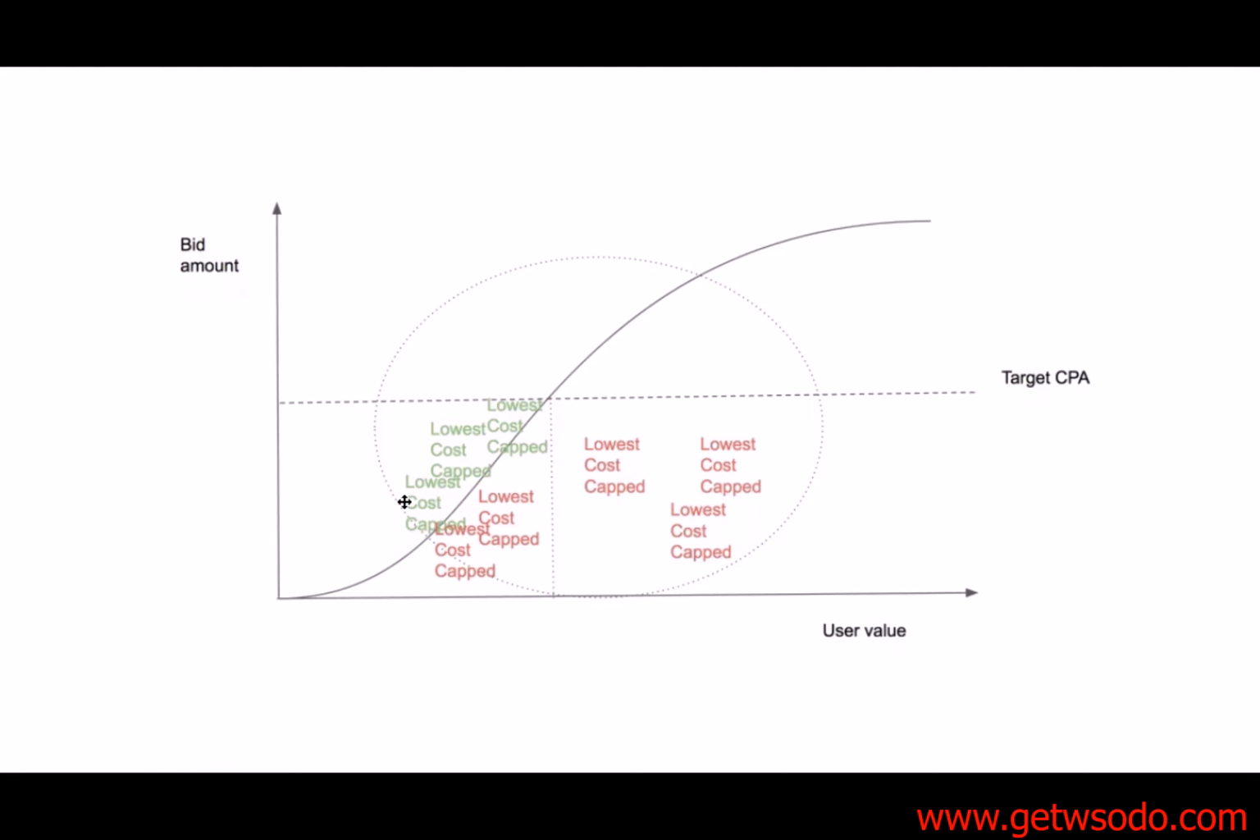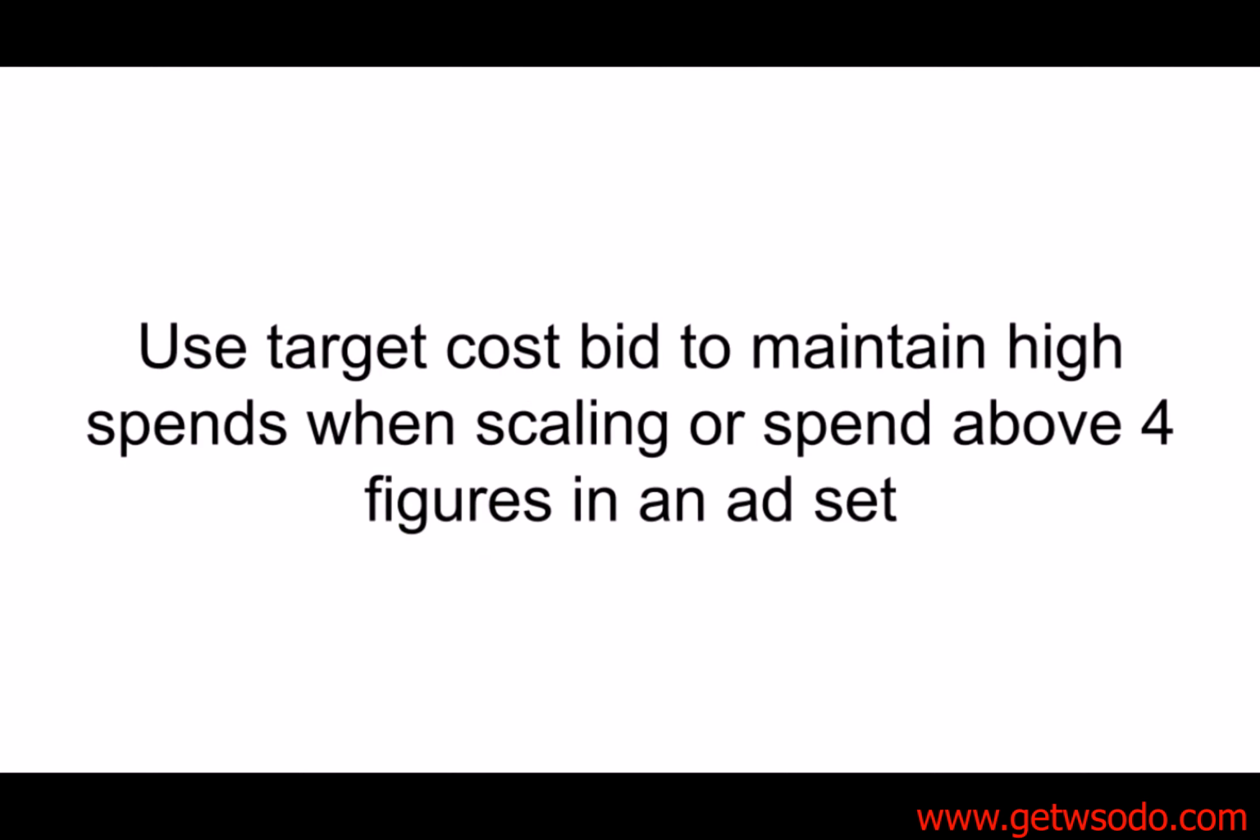And that's good if profitability is your biggest driver and increasing spend isn't that important to you. It will mean that you may lose out on some auctions, some days you'll get under delivery, but on average you should be hitting your CPA target. However, use target cost to maintain higher spends when scaling, or spend above 4 figures in an ad set in a given day as well.